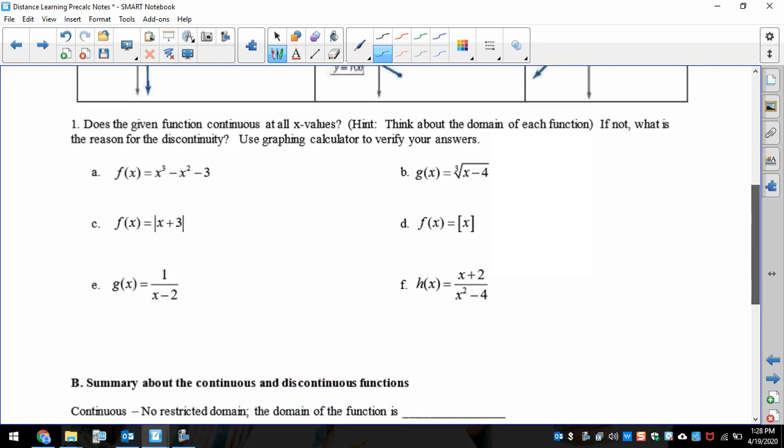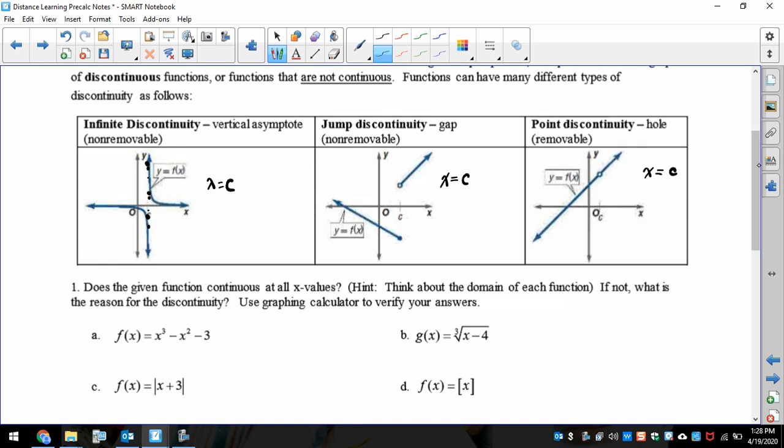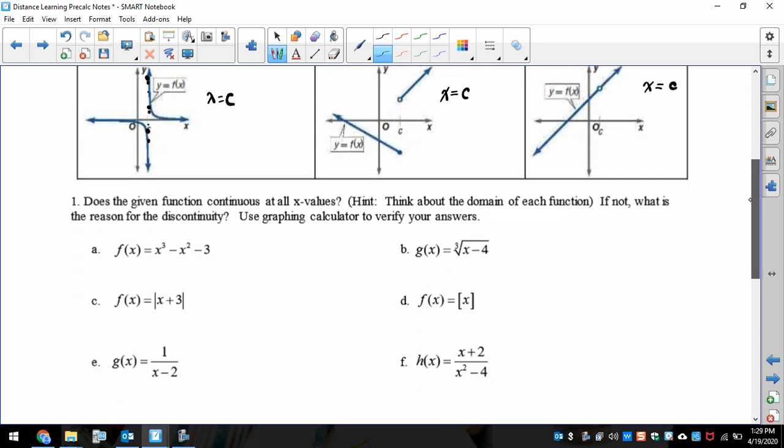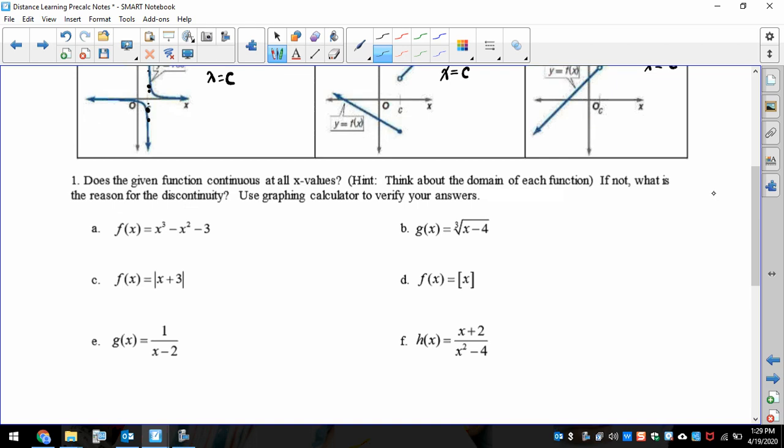Okay, let's go ahead and have a look at these and give an answer. What do they want? They say, is the given function continuous for all x values? And they say, hint, think about the domain of the function. If not, what's the reason for the discontinuity? The reason we want to give can be one of these types, but to be technically correct, there are three reasons why a function can be discontinuous, and we'll look at those in chapter 9. So right now, the answer is going to look fairly vague. We're just going to say, most often, the function's undefined or something like that.